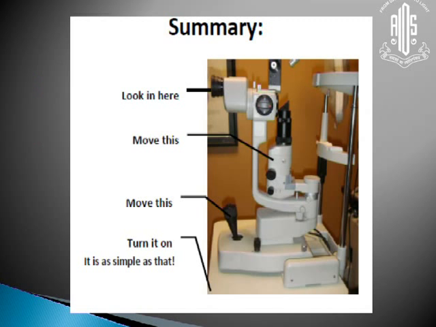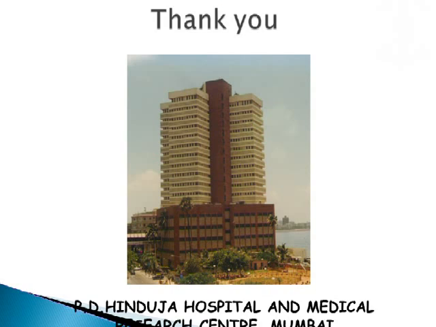So in summary, when you're doing a slit lamp examination, important is this is your eyepiece to look in. You have to move the joystick forward and backwards for adjustment. Turn it on and off once you're done. So it's not really rocket science, it's as simple as that, but it's very important to follow the instructions properly.